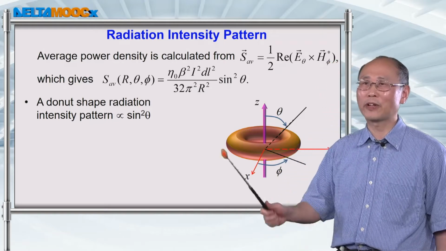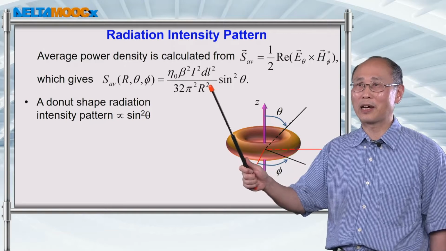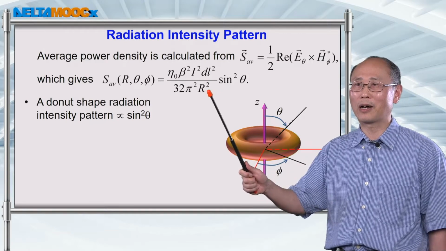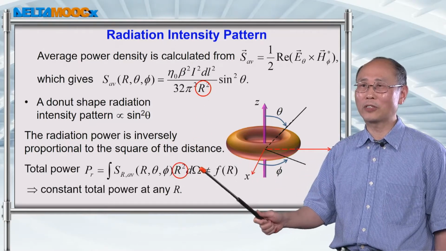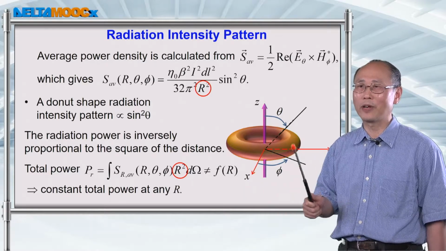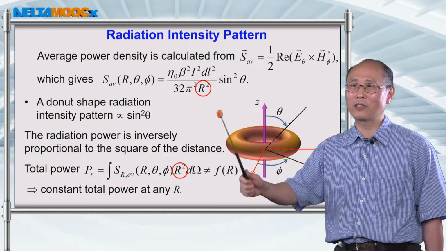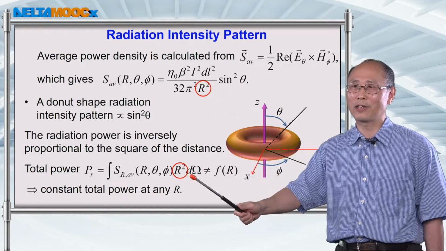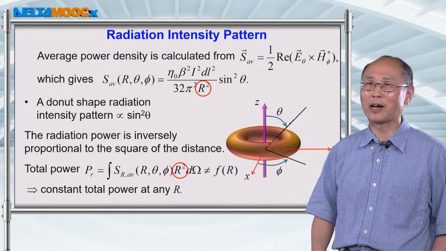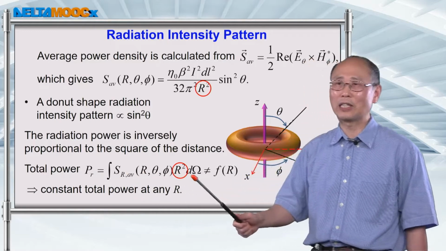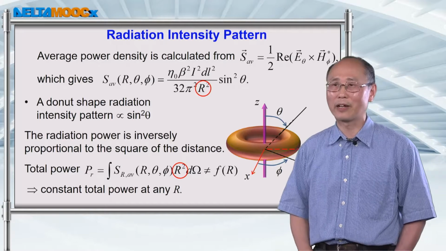Another thing we can see from this expression is that this power density is inversely proportional to r squared. So this means that if you do a surface integration about this dipole antenna on a sphere, then you can cancel out this r squared in this expression. So the total power radiated by this dipole antenna will be a fixed value independent of the position of r, and this is based on energy conservation.